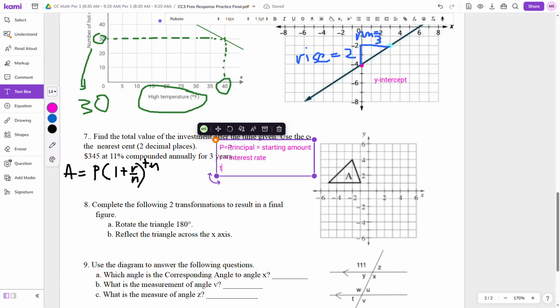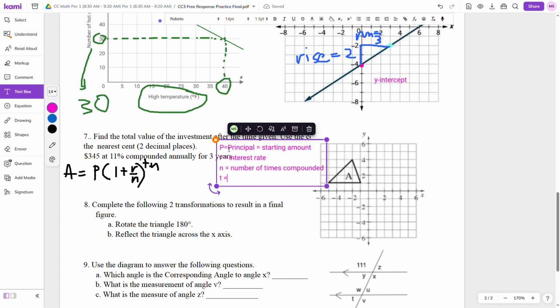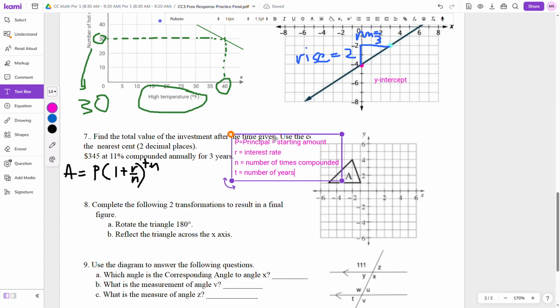t is, well, let's start with n. n is the number of times compounded per year. So if it says annually, that means it's once per year. Semi-annually would be twice per year, so n would be 2. Quarterly would be 4 times a year, so n would be 4. And then finally, t equals the number of years, the number of time periods. In this case, it's years. And that's how that works.